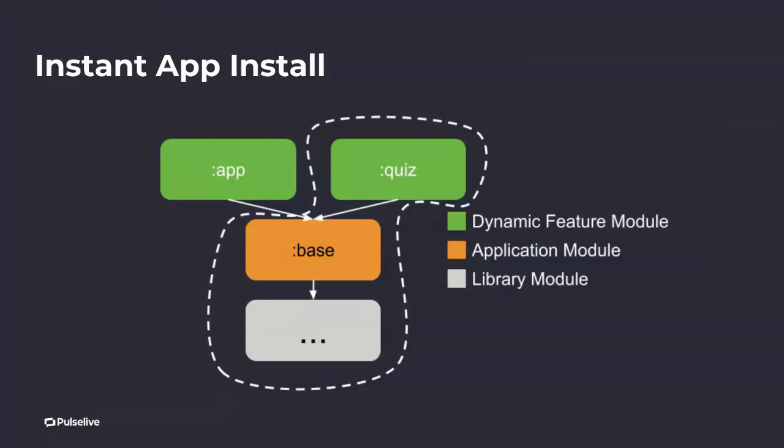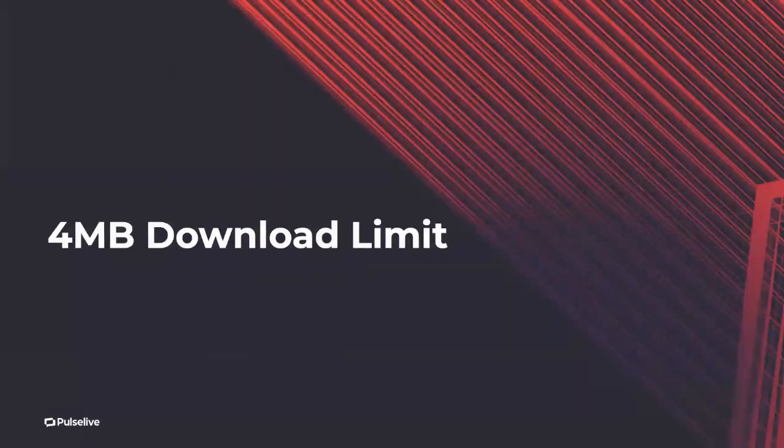I'm going to talk in a bit more detail about the 4 megabyte download limit. In my opinion, this is the single hardest problem that you need to solve if you want to make an instant app experience. And actually, this has changed in the last 3 weeks, and I'll go over that in a second. But if you asked my opinion 3 weeks ago, this was the hardest thing you'd have to solve in order to get an instant app out the door.